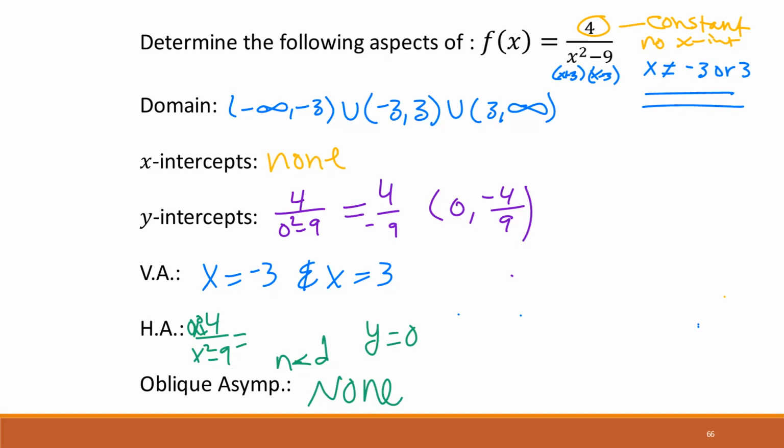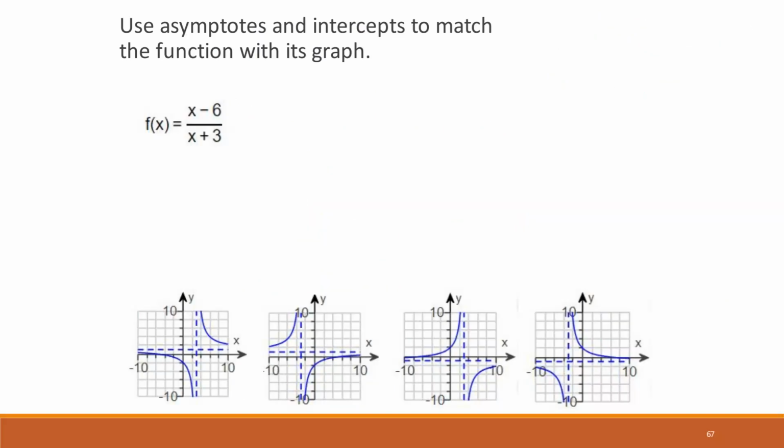So it's really a quick and easy process once you understand how to do each piece. So make sure you fully understand each piece. So the whole point is so we can graph. So let's find the right graph by doing this for this one.